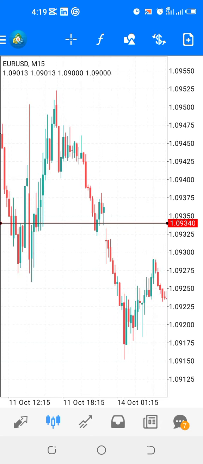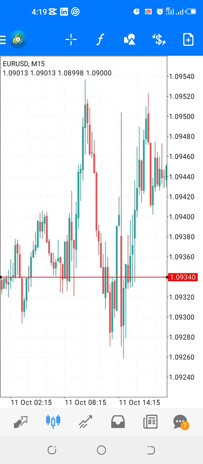So there are other patterns like wedges. We have the rising wedge and the falling wedge. We have the rectangle. We have the triangles, the ascending and descending triangles. These are some of the topics we're going to treat in our next class.